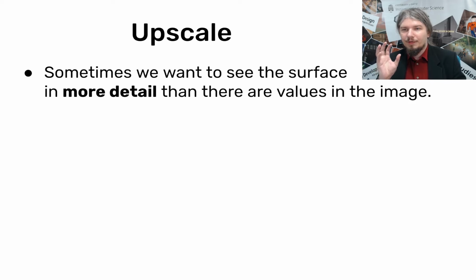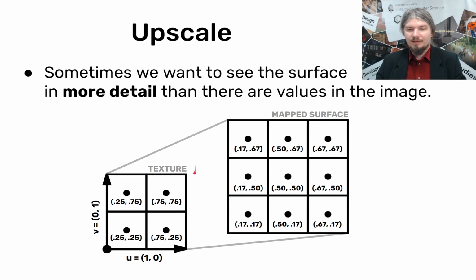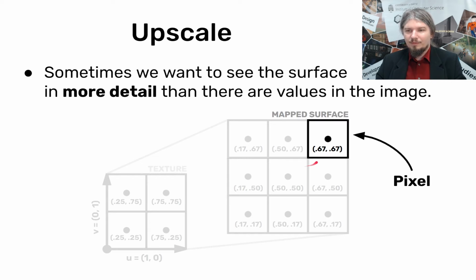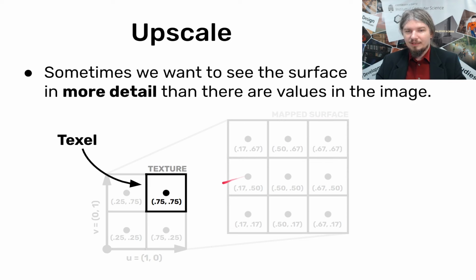Upscaling is if we want to see the surface in more detail, then we have values on the image. We need to upscale the image somehow. So let's say we have this very small texture, this 2x2 texture with 4 point values, and we want to map it to a surface of 3x3 values. So each of these is like a pixel that we want to color according to the value that we have to sample from the texture. The elements of the texture are usually called texels to distinguish them from elements here that are pixels on the screen. So we have pixels and we have texels.